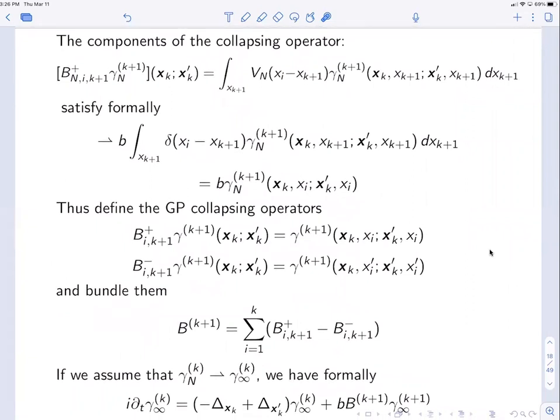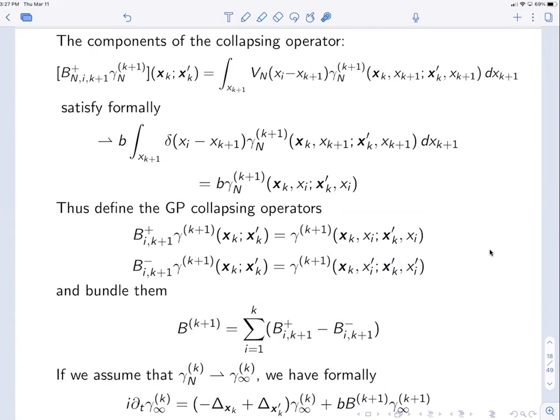So the components of the collapsing operator, on the other hand, there's one more term for which we need to assess the formal limit. So the components of the collapsing operator look like this. We had Vn evaluated at xi minus xk plus 1, multiplying the k plus 1 density, and then matching up and integrating in the k plus 1 coordinate. All right, so that's the Bn plus operator, and there's also the Bn minus operator.